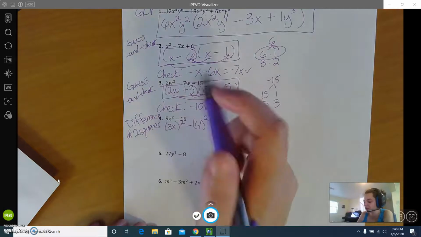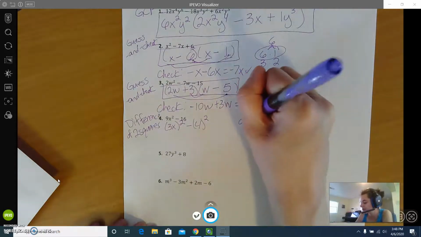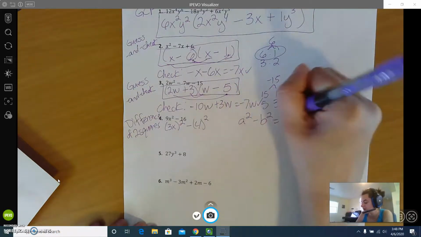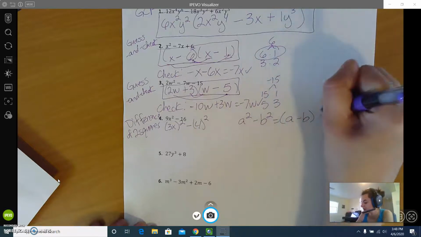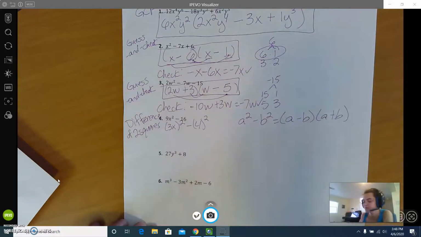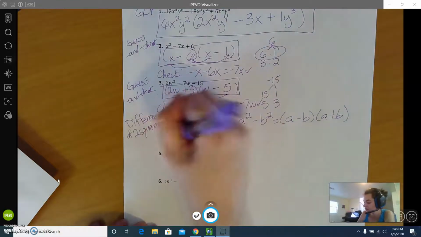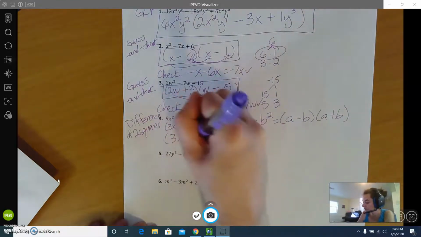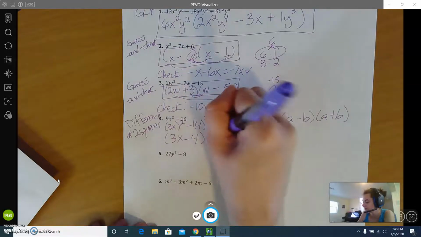And how this one factors in general, if you have a squared minus b squared, it'll factor as a minus b times a plus b. So for us, that will be 3x minus 4 times 3x plus 4.